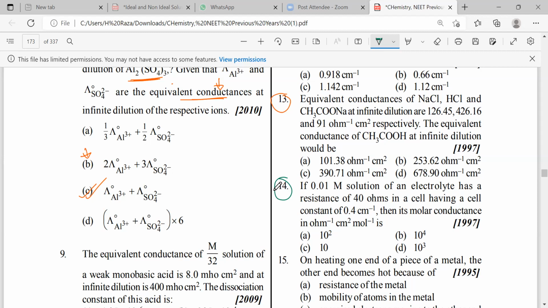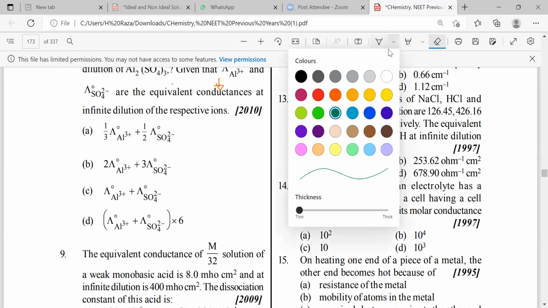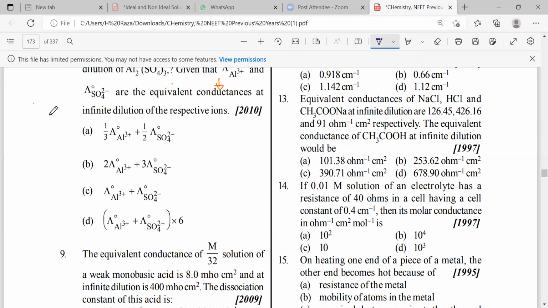Sir, can you explain? It's also similar to the previous one. You can see molarity is given, yes or no? Yes. I'm going to explain it. Question number 14. Molarity is 0.01 M and resistance is 40 ohm. And what we need to calculate is molar conductance. It's also given that the cell constant is 0.4 per centimeter. That means cell constant G star, that is equal to l by A, is equal to 0.4 per centimeter.